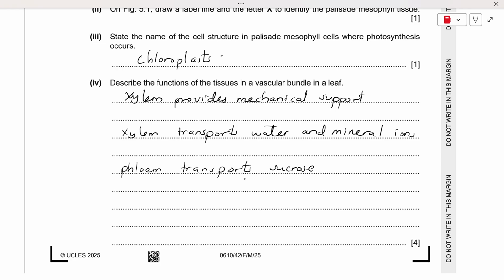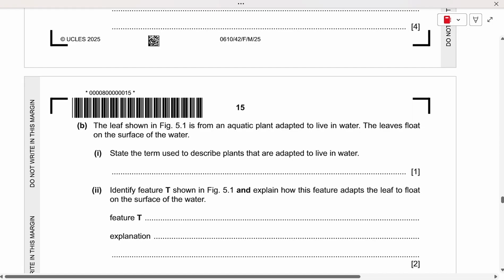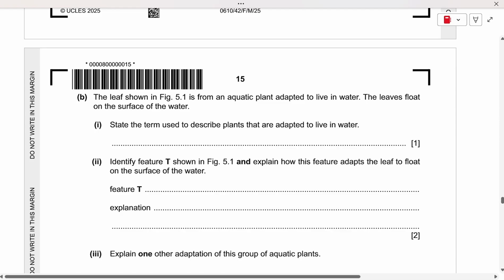And other nutrients like amino acid from the process of photosynthesis. B says the leaf shown in figure 5.1 is from an aquatic plant adapted to live in water. The leaves float on the surface of water. State the term used to describe plants that are adapted to live in water. Alright, so the plants that are adapted to live in water are usually known as hydrophytes. Alright, so we'll write here hydrophyte.